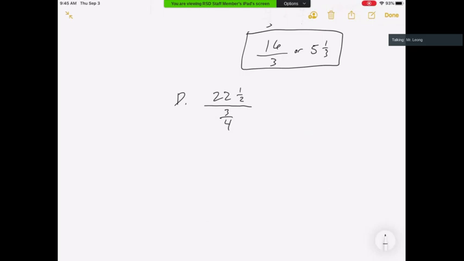So here we go. First step is to rewrite: 22 and a half divided by 3/4. Next, improper. So 22 times 2 is 44, and then plus 1 is 45. Now, some of you might be quick enough that you can do all of this in one step. You can do the reciprocal step and the improper step in one step. I recommend that you do it in 2 steps, but if you can do it faster, that's fine.